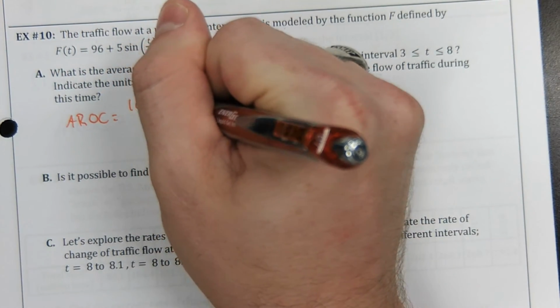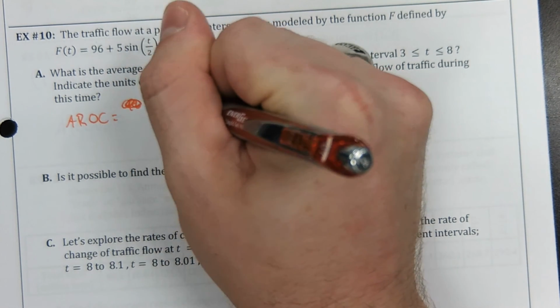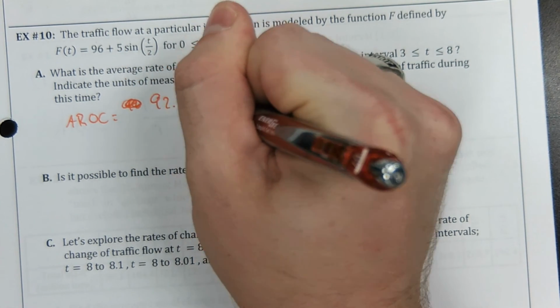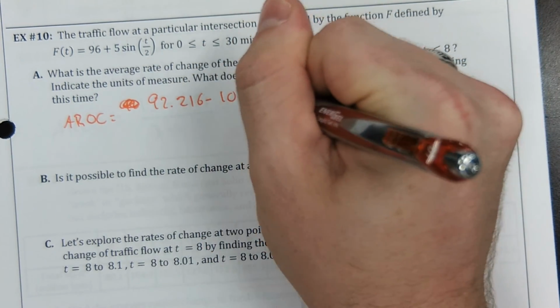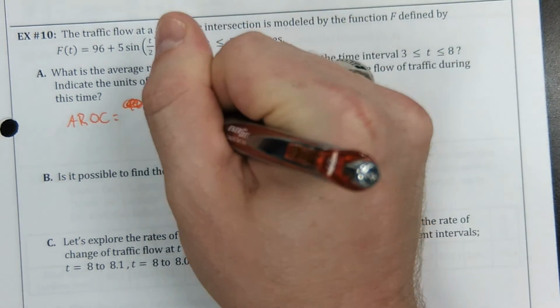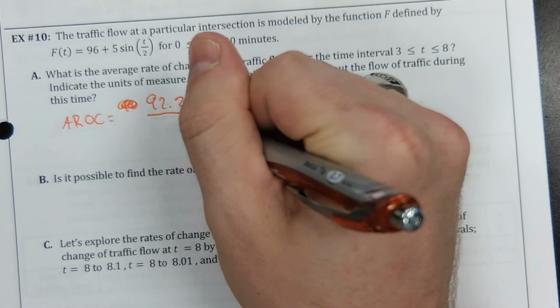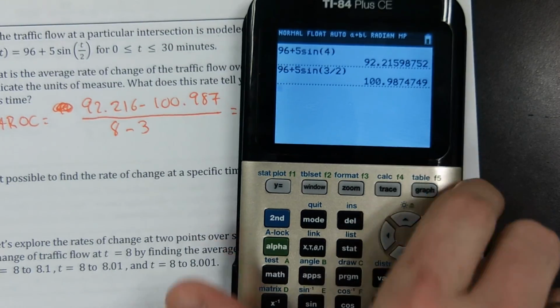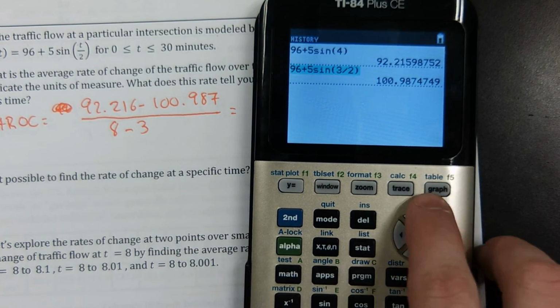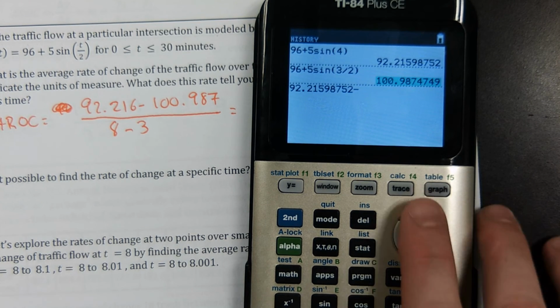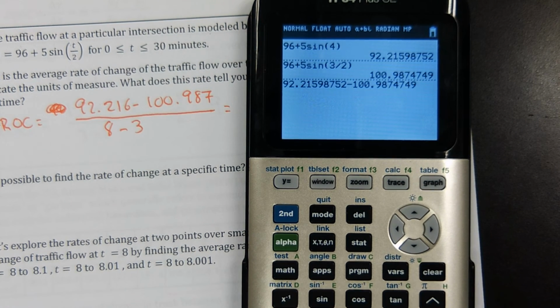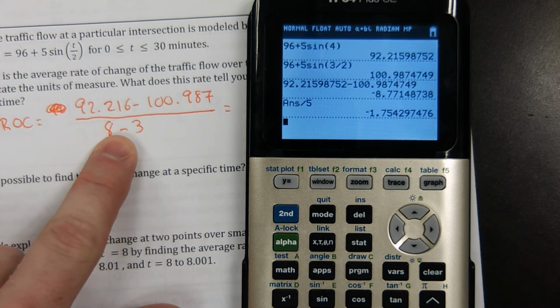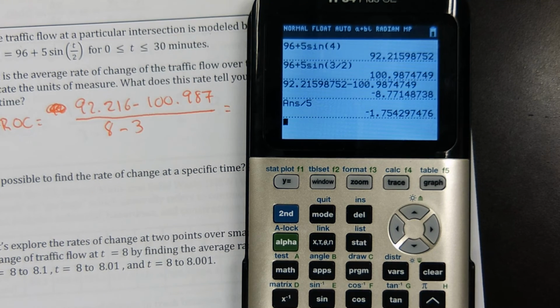Y2 minus Y1, over X2 minus X1. I'm not trying to actually subtract those numbers, so I'm going to do that number minus that number. I'm just hitting enter to copy and paste. Divide that by 5. There is your average rate of change. To 3 decimals, negative 1.754.